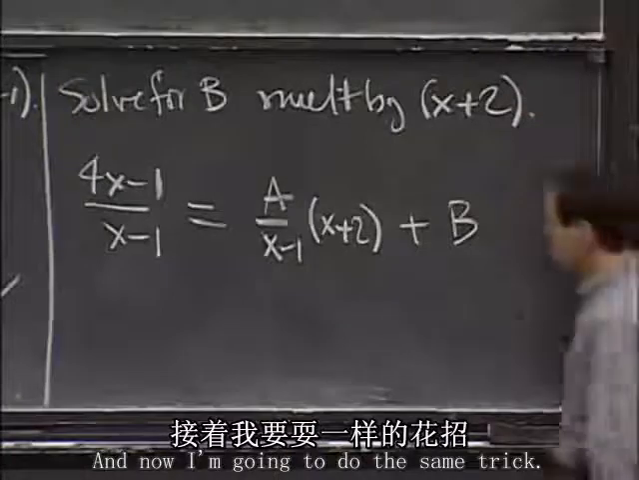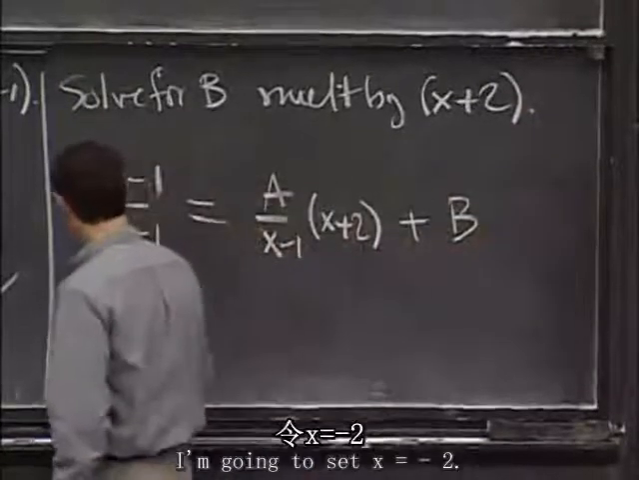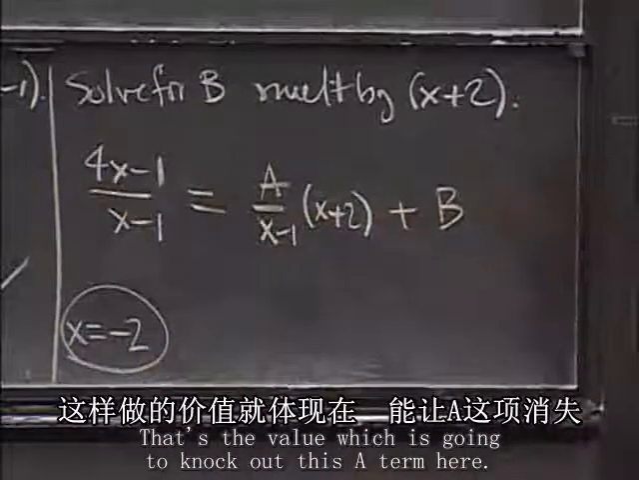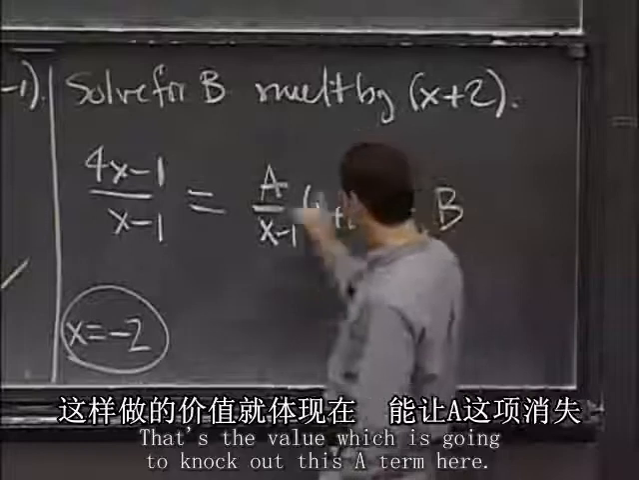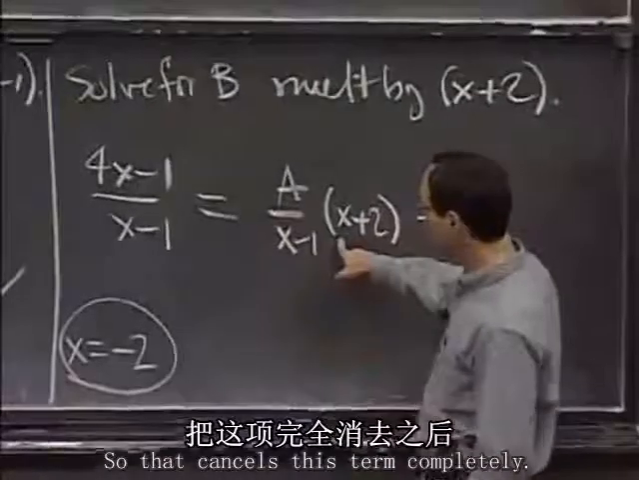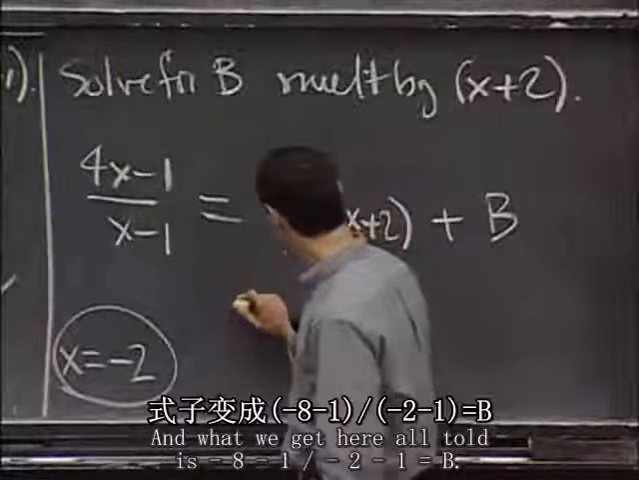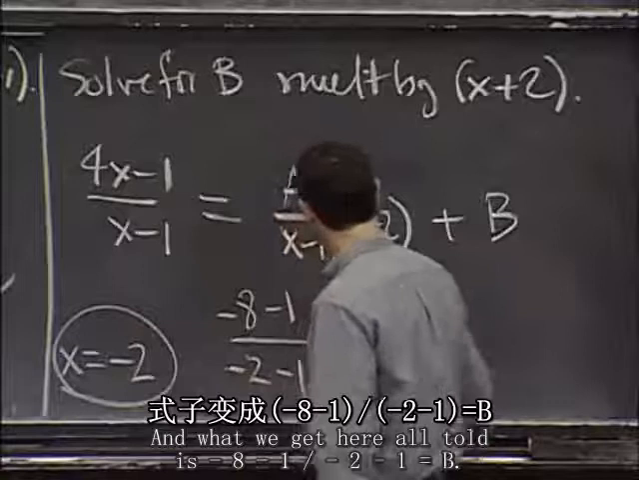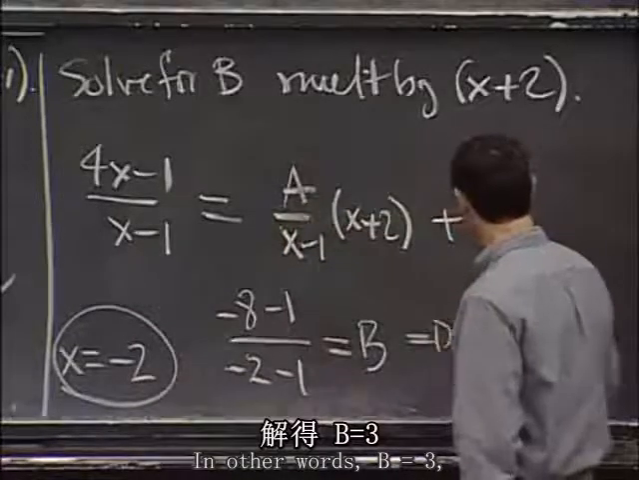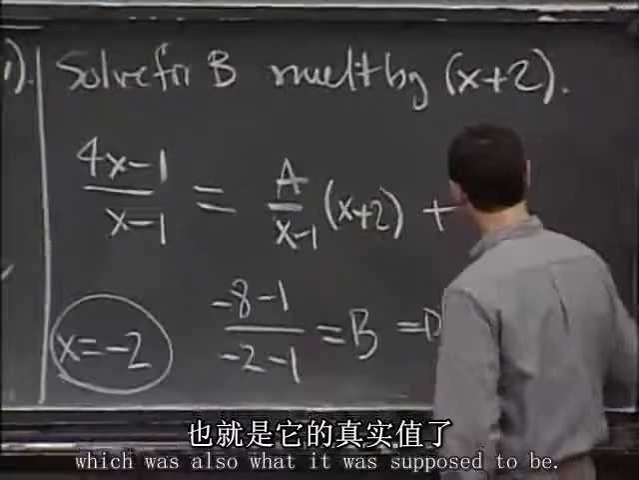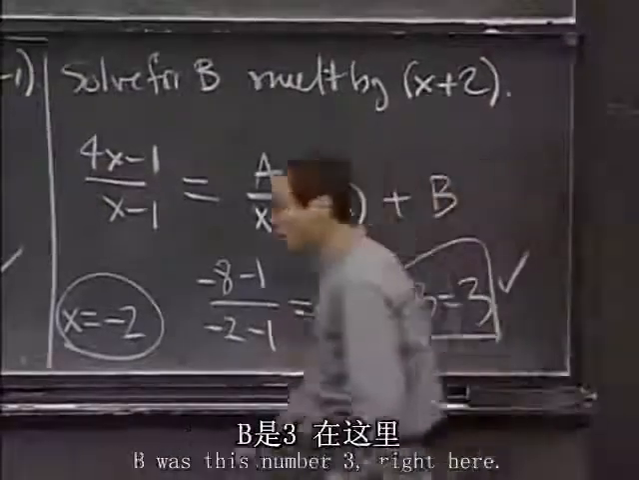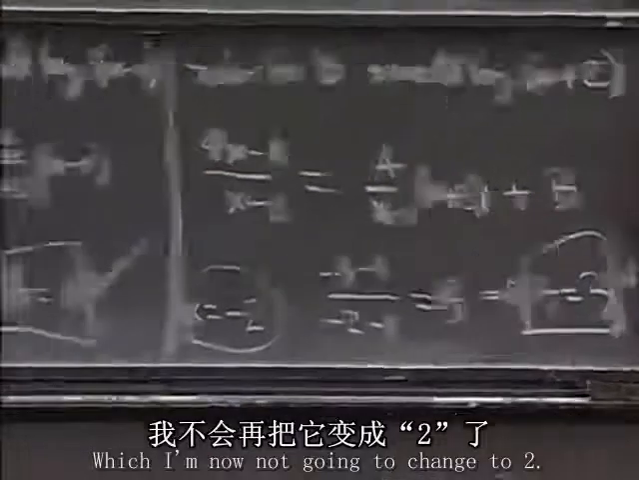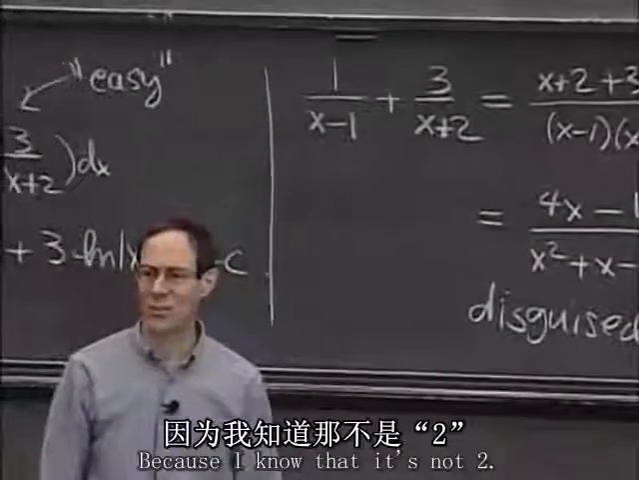And now I'm going to do the same trick. I'm going to set x equals negative 2. That's the value which is going to knock out this A term here. So that cancels this term completely. And what we get here, all told, is minus 8 minus 1 divided by minus 2 minus 1 is equal to B. In other words, B equals 3, which was also what it was supposed to be. B was this number 3 right here, which I'm now not going to change to 2, because I know that it's not 2. There was a question.